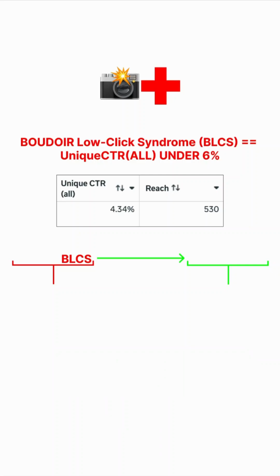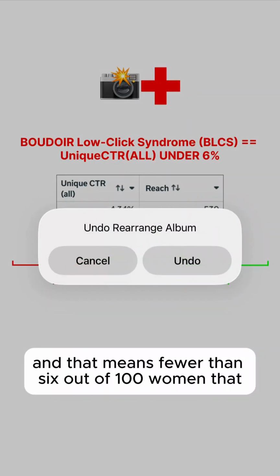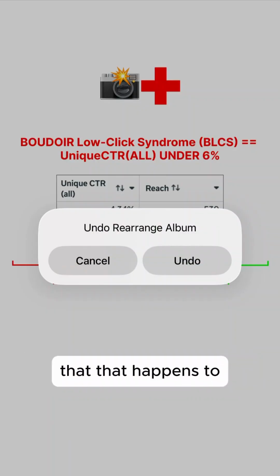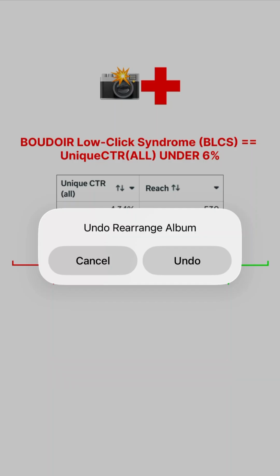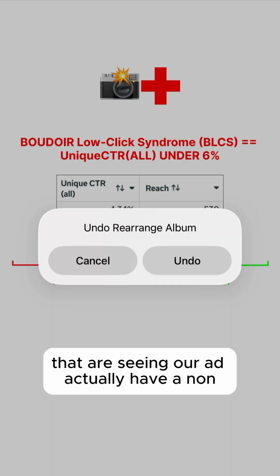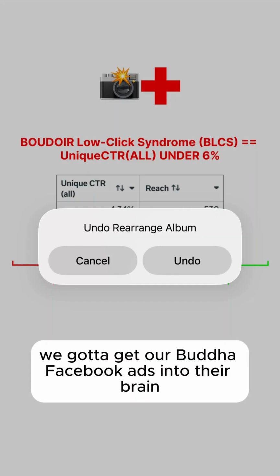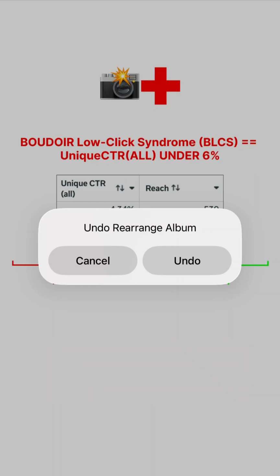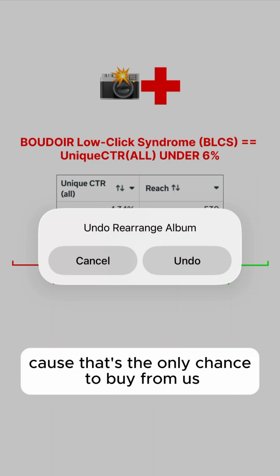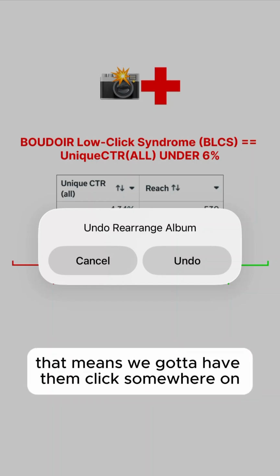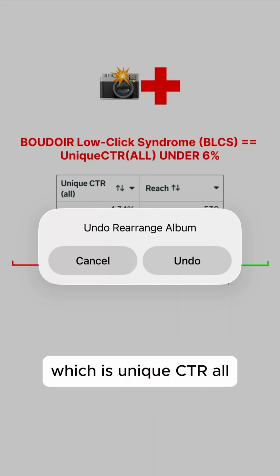Boudoir Facebook ad is getting into fewer than 6 out of 100 women's brains. And that means fewer than 6 out of 100 women that are seeing our ad actually have a non-zero chance of buying from us. So we gotta get our Boudoir Facebook ads into their brain because that's the only chance they'll buy from us. That means we gotta have them click somewhere on it instead of simply scrolling on by, which is unique CTR.